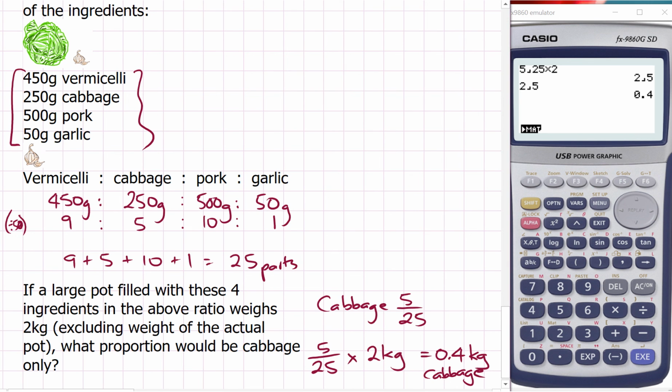How did you go with that question? So you should have got this simplified ratio here. So 9 to 5 to 10 to 1. The total number of parts is 25 parts, and cabbage makes up 5/25 of the total amount. So we've got a 2 kg pot. So 5/25 times 2 kgs will give us the amount of cabbage. So we get 0.4 kgs of cabbage.